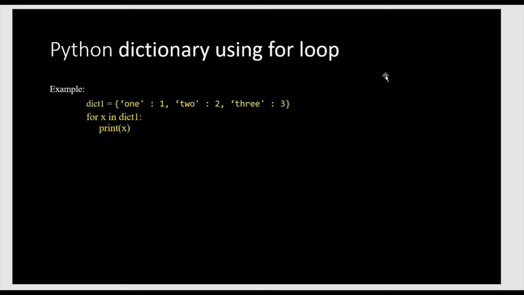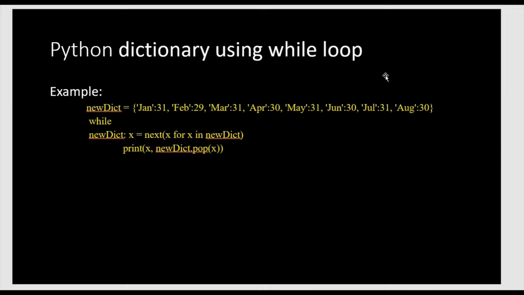Using loops, a dictionary is iterated up to the end. The while loop is also very simple: while the statement is true it will be executed, and when the statement becomes false it stops.